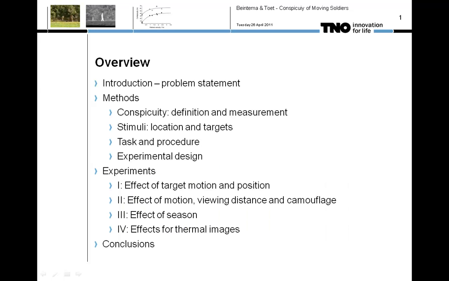This slide presents an overview of the presentation. First I will argue why it's important to incorporate conspicuity of human targets in soldier combat models. Then I will explain the concept of conspicuity and introduce its associated measurement procedure. Next I will discuss the stimuli, task and experimental design used in the current study. Then I will present the results of 4 experiments, addressing respectively the effects of target motion, viewing distance, camouflage type, and the time of year and day on conspicuity. Finally, I will present the conclusions of this study.